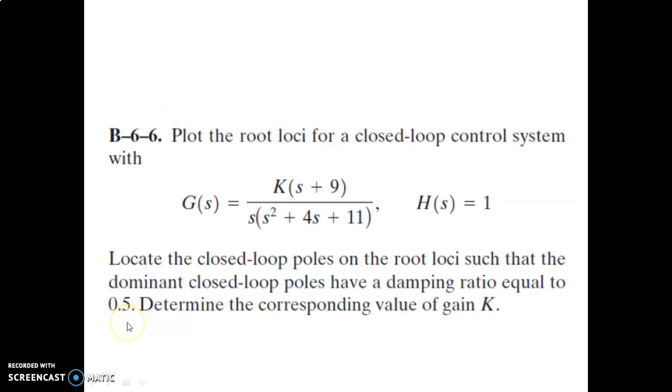So this is the problem that we have. We are supposed to plot the root locus for a given open loop transfer function, with feedback H(s) and G(s). And we are asked to locate the closed loop poles such that the root loci has dominant poles having a damping ratio of 0.5. We are also supposed to find the corresponding value of k. We'll do this problem both using the graph as well as using the 20sim simulator and try to verify the values.